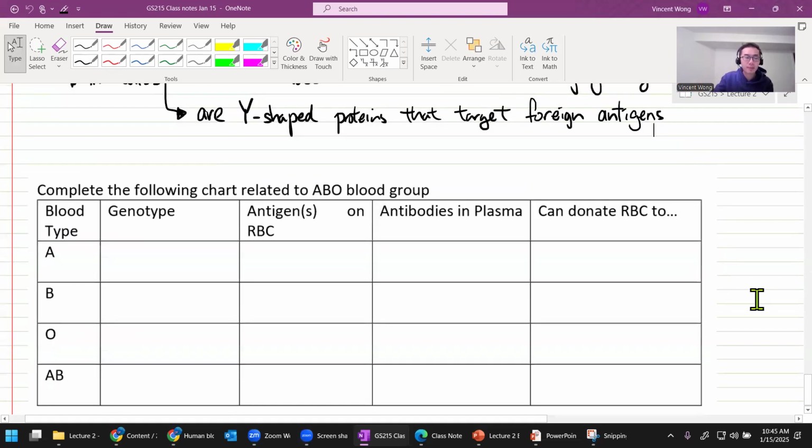So here is our table. Okay. Type A blood. Type A blood, the genotype, as I have been telling you all day long, is either IA homozygous or IA little i. Well, what does that mean? It means on the surface of your red cell, you will have the A antigen.